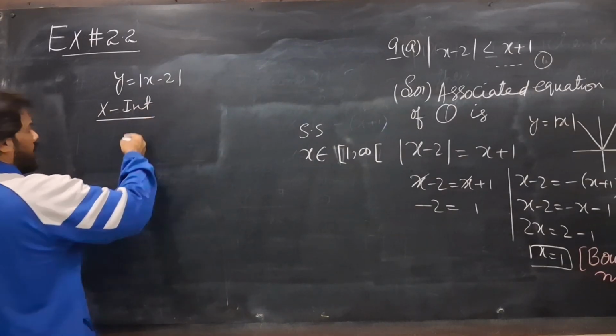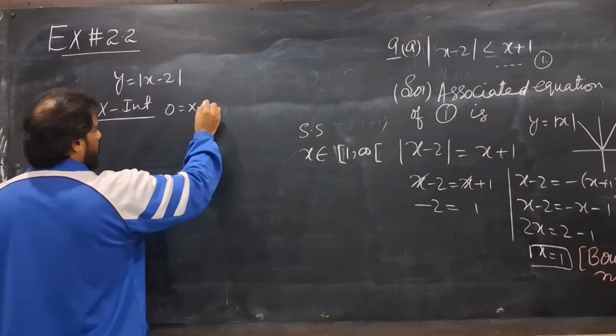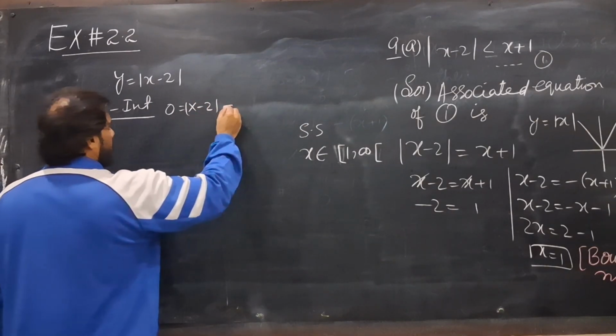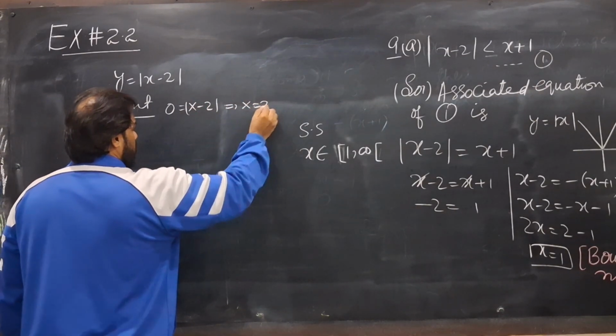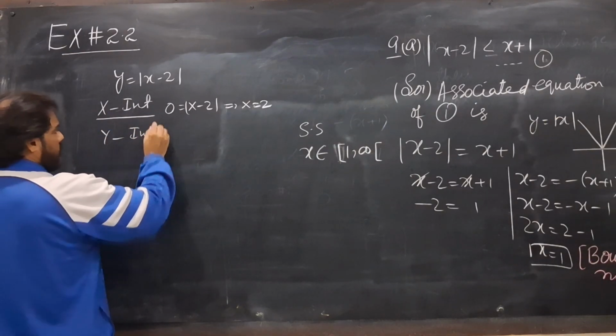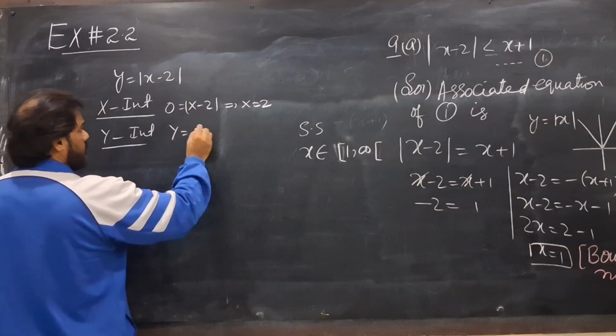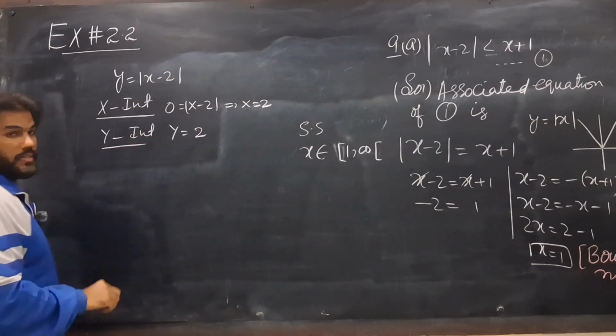The x-intercept of this graph is simply, if you put y is equal to 0, this is equal to |x minus 2|, this gives x is equal to 2. This is the x-intercept. And what is the y-intercept? The y-intercept, if you put x is equal to 0, then your y is equal to 2. So this is your y-intercept.